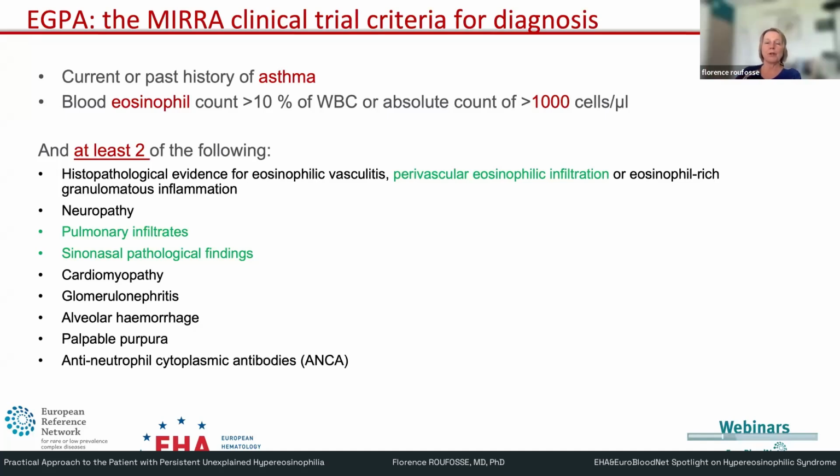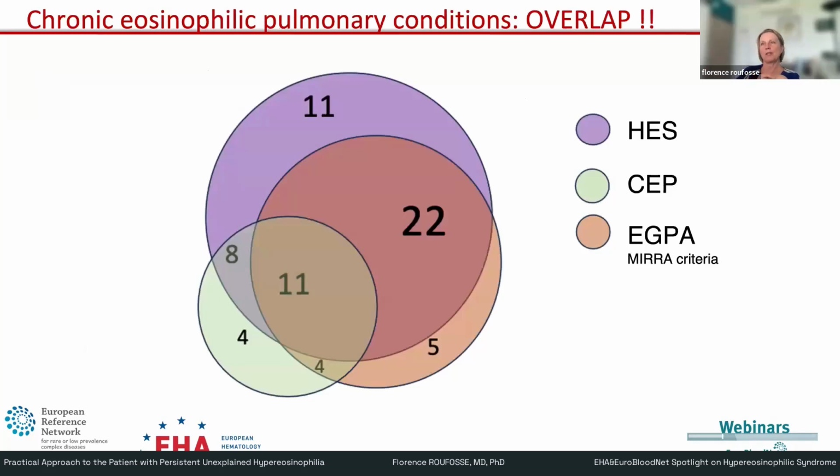And these criteria can be pretty easily met in patients who have HES or chronic eosinophilic pneumonia, because besides having to have asthma and at least 1,000 eosinophils in the blood, you can have any two of the following. And I highlighted in green things that you're going to be able to see in patients who have all three disorders. And then just recently, I have a student who did his master thesis on the topic of overlap between these different conditions. And you can see how extensive the overlap between HES, CEP, and EGPA is if you use the current accepted diagnostic criteria for these disorders.